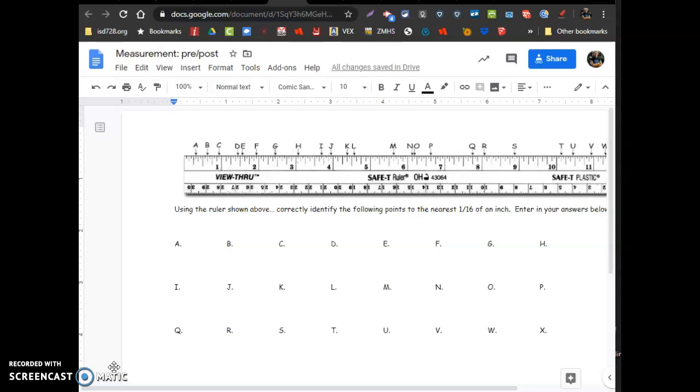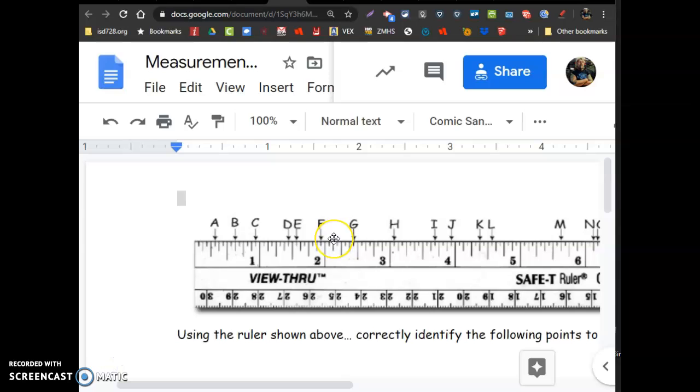Let me zoom in here a little bit. Can't zoom in. Why is that? Hold on. Figured it out. Zoomed in.